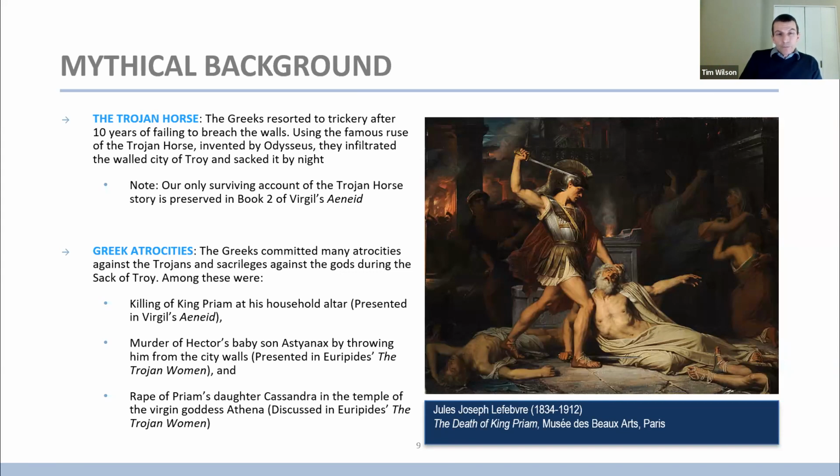And the rape of Priam's daughter Cassandra in the temple, again, this sacrilegious act in a temple of the virgin goddess Athena. So Athena didn't take this very well, so to speak, in later legends. That's also discussed in Euripides' The Trojan Women.